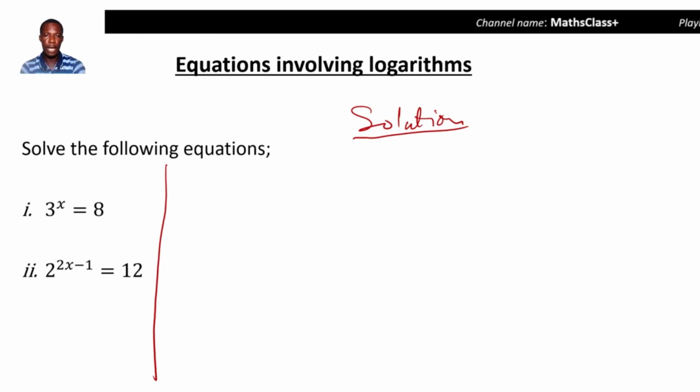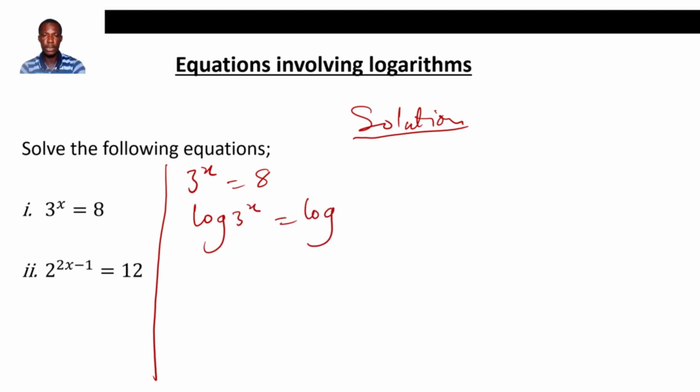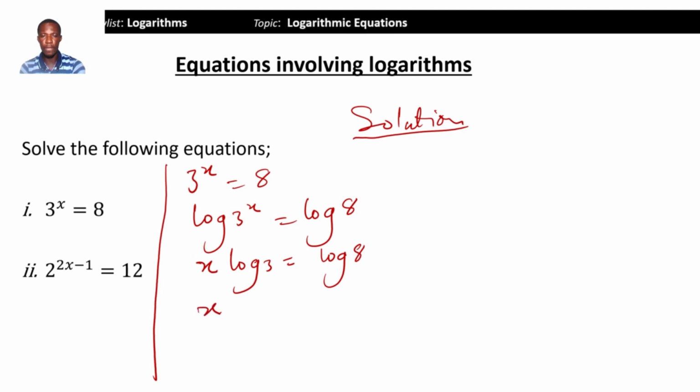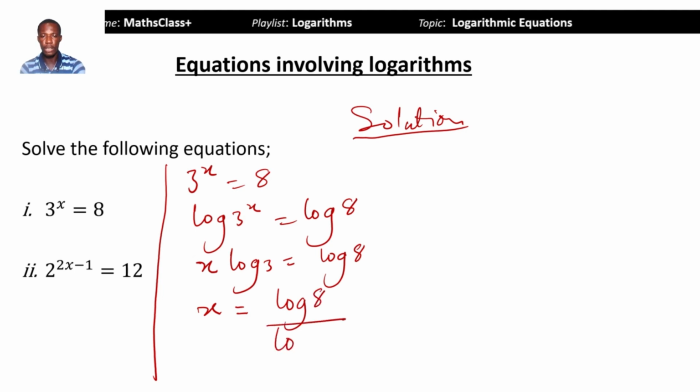If you are to solve, I'll say find logarithm to both sides. So 3 to the power x is equal to 8. We find log 3 to the power x is equal to log 8. And that x drops, so x log 3 is equal to log 8. Now, to get the value of x, I divide through by log 3. So I have this.